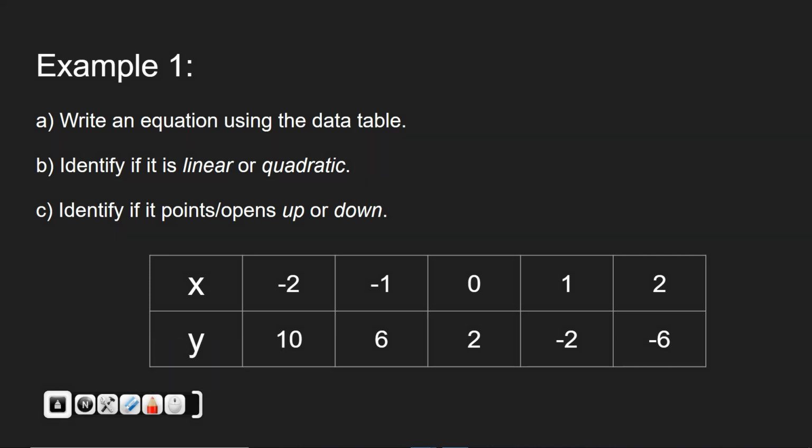To go from 10 to 6, we minus 4. To go from 6 to 2, we minus 4. 2 to negative 2, we minus 4. I know right away that this is a linear equation. And we see that x is going up by 1 each time.